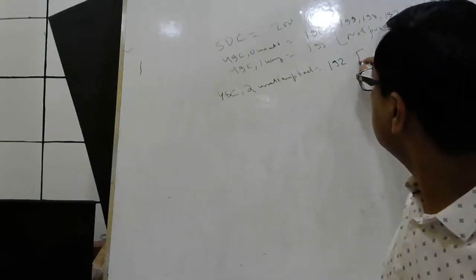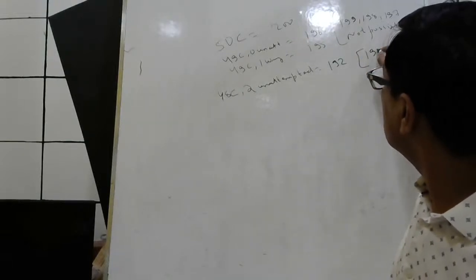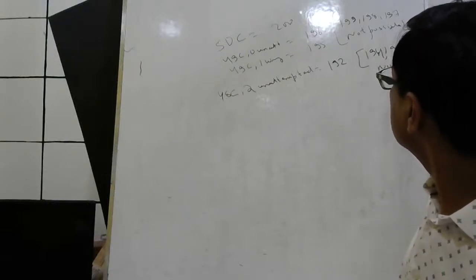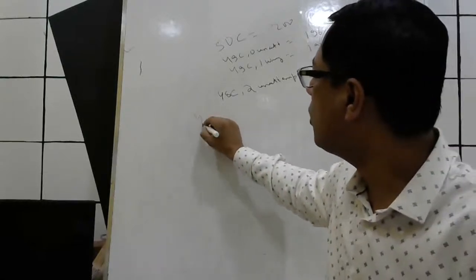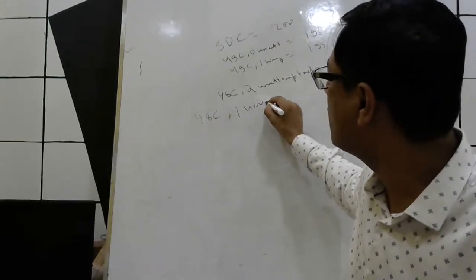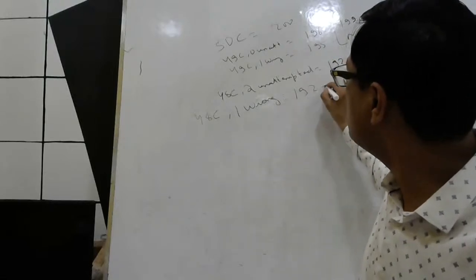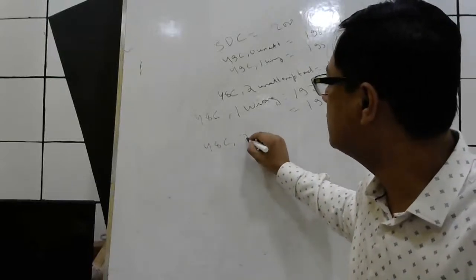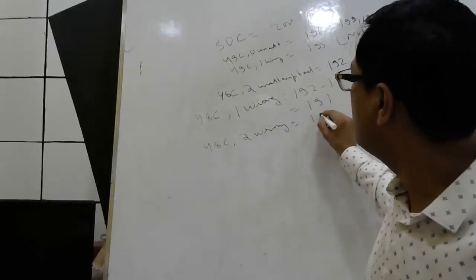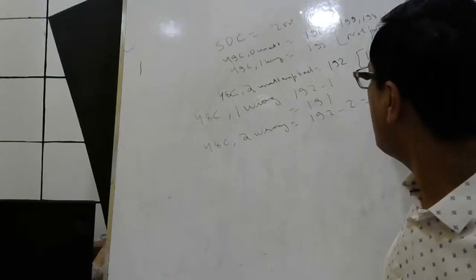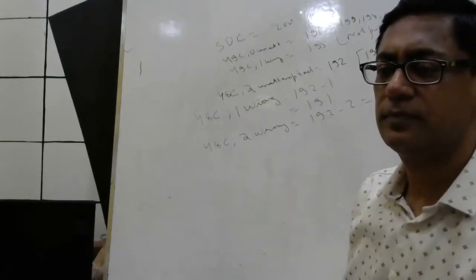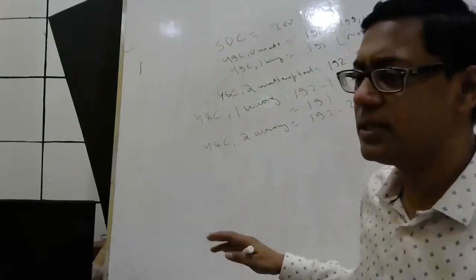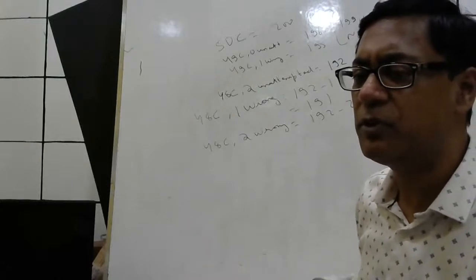Okay, that means 194, 193 not possible, right? 48 correct, 1 wrong, 192 minus 1, 191 possible. 48 correct, 2 wrong, 192 minus 2, 190 possible. Okay, keep patience for some time. I'm not answering the question. I'm just explaining something which will help you.